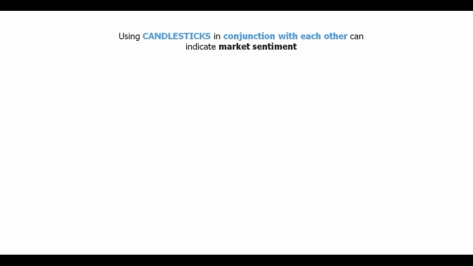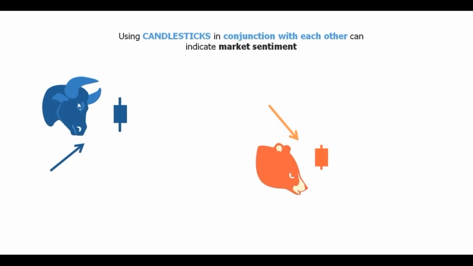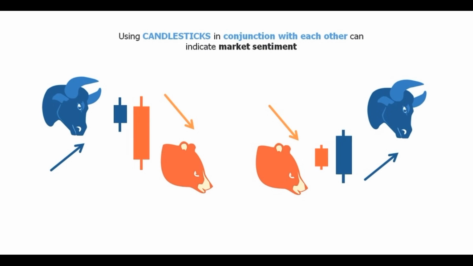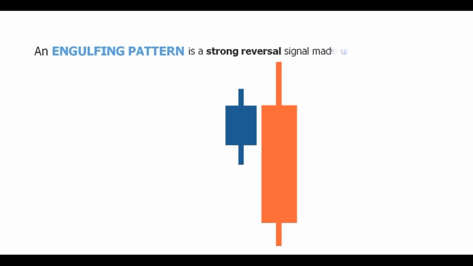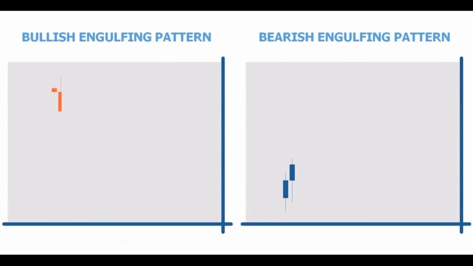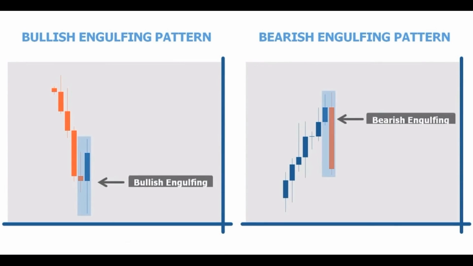Using candlesticks in conjunction with each other can indicate market sentiment by highlighting a shift in power between the buyers and the sellers. Candlestick patterns can therefore provide signals such as a reversal of price action. An engulfing pattern is a strong reversal signal made up of 2 candlesticks. There are 2 types of engulfing patterns, a bearish engulfing pattern and a bullish engulfing pattern. There are 3 main characteristics for spotting these patterns.